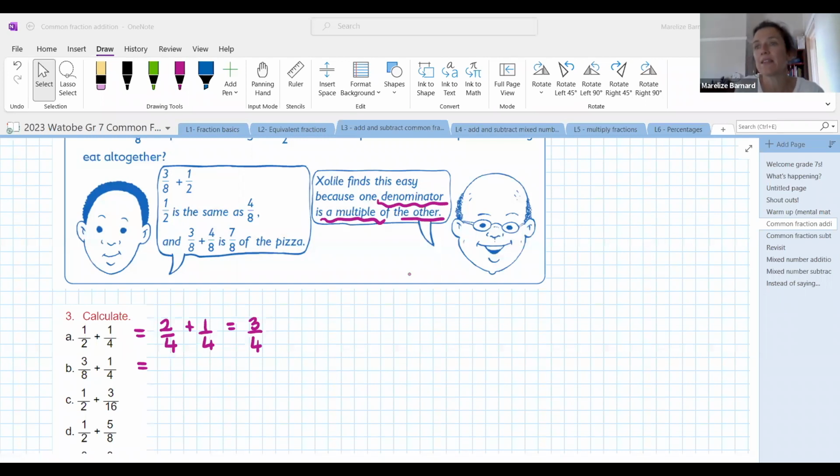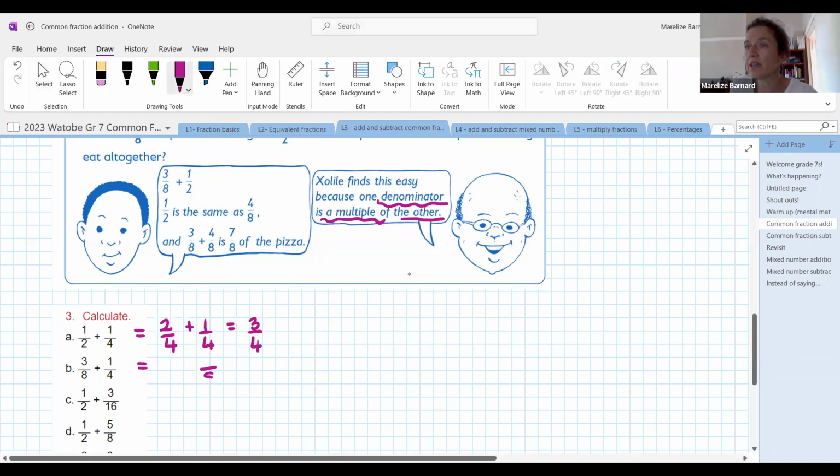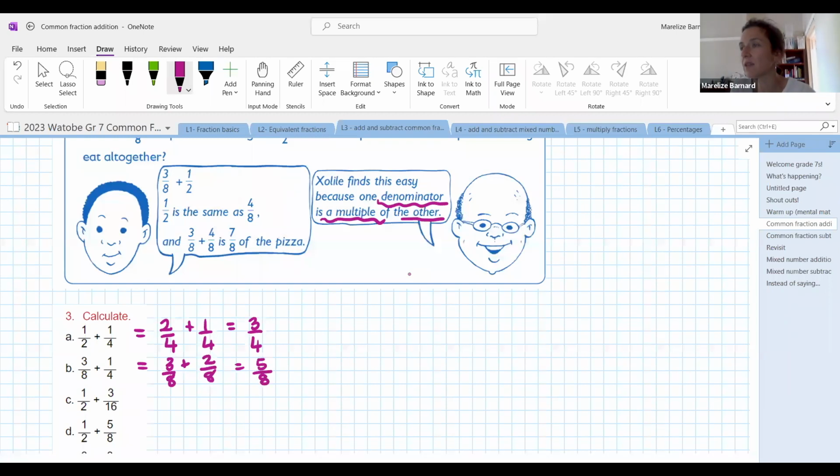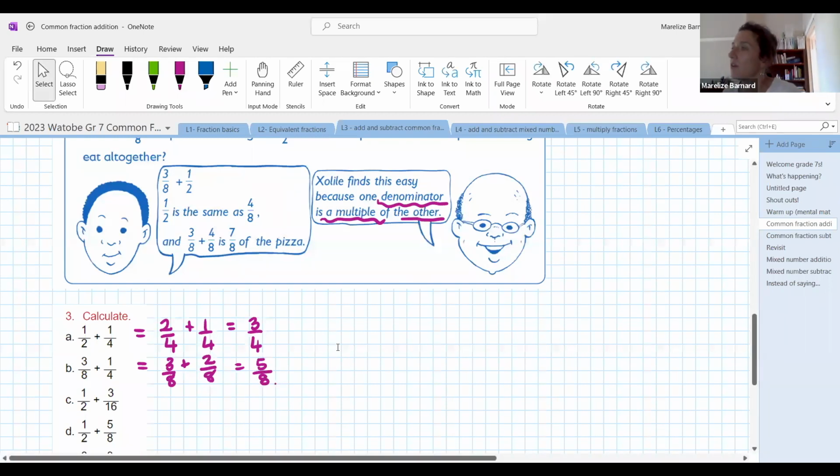So how many eighths are there in a quarter? Or you can say times the 4 by 2 to make it an 8. Let's do that. And then we have 3/8 plus 2/8. That gives me 5/8. There we go. So we make the denominators the same because it's easier.